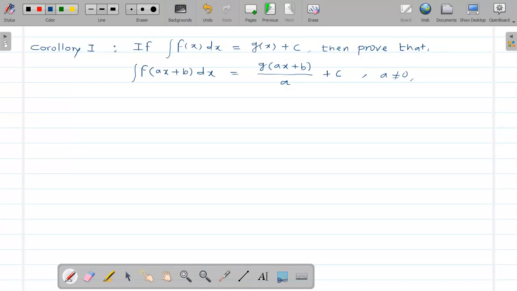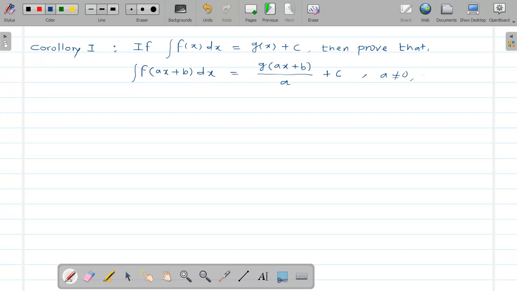Now see corollary number 1 related to the method of substitution. Suppose the integration of f of x dx is given to you, that is g of x plus c, then what do we have to prove? We have to prove that integration of f of ax plus b, where a and b are constants, f of ax plus b dx is equal to g of ax plus b upon a plus constant. Means if x is replaced as ax plus b, see here, the integration of f of x is given to you, that is g of x. But what about the integration of f of ax plus b?